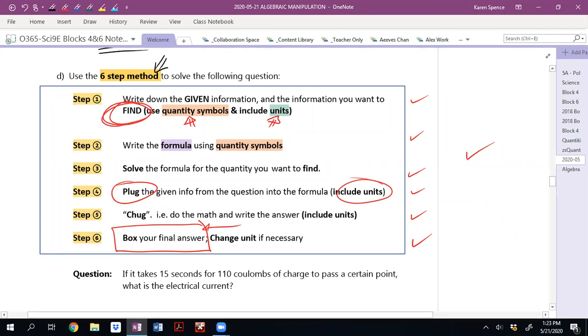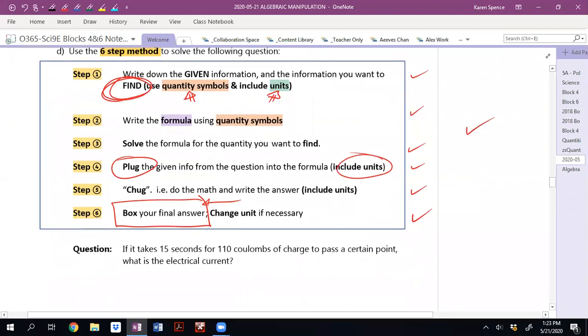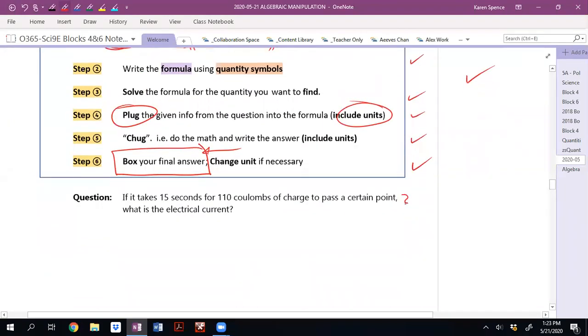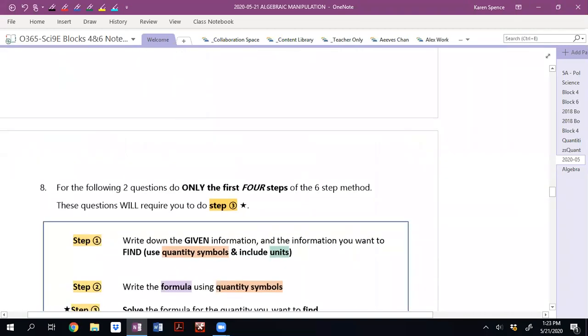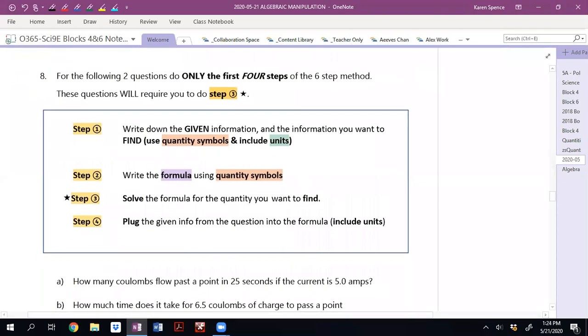Alrighty, so you're going to use the 6-step method to solve this question here. It's just like one from last week, a little review. And then finally, question 8, you're only going to do the first 4 steps, because I've got special things to show you next week. So you're just going to take it up to step 4 where you plug it in, including the units, and we will take it from step 5 next week. Okay, so this is your homework, this worksheet.